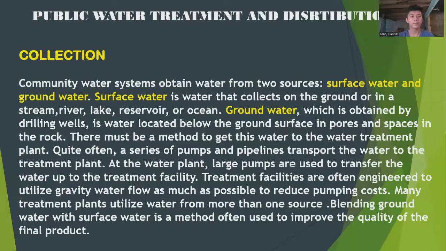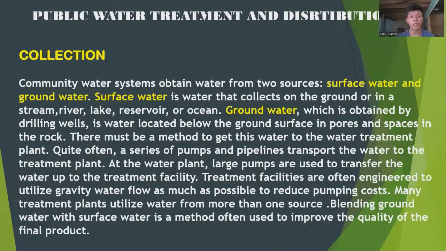Quite often, a series of pumps and pipelines transport the water to the treatment plant. At the water plant, large pumps are used to transfer the water up to the treatment facility. Treatment facilities are often engineered to utilize gravity water flow as much as possible to reduce pumping cost. Many treatment plants utilize water from more than one source. Blending groundwater with surface water is a method often used to improve the quality of the final product.